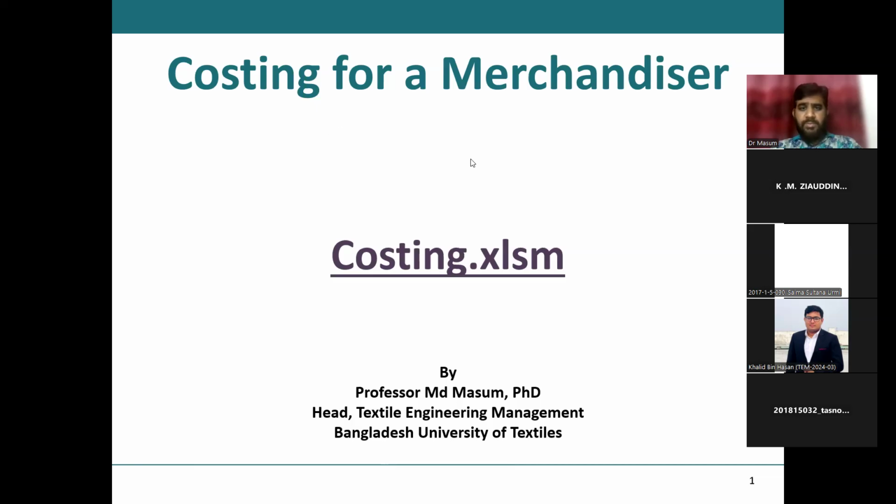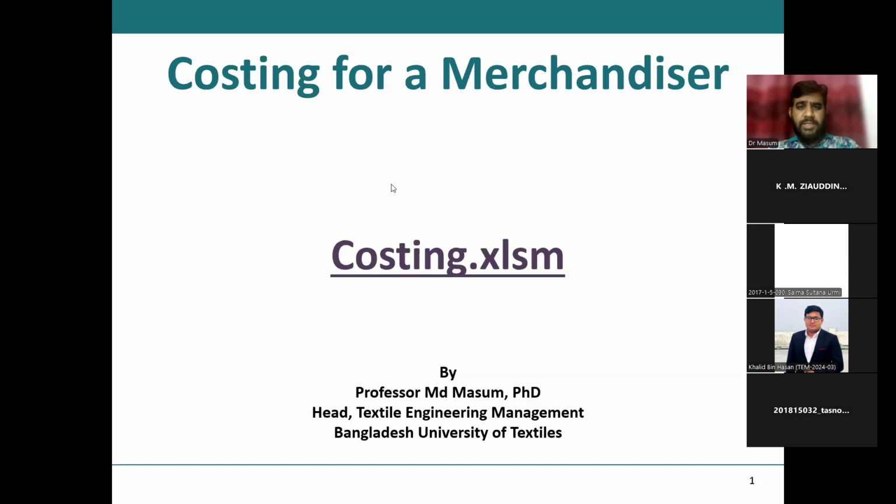If you can remember, product cost includes number one, direct materials cost. Number two, direct labor cost. And number three is manufacturing overhead. These are the three components of product cost. Product cost is also known as manufacturing cost.